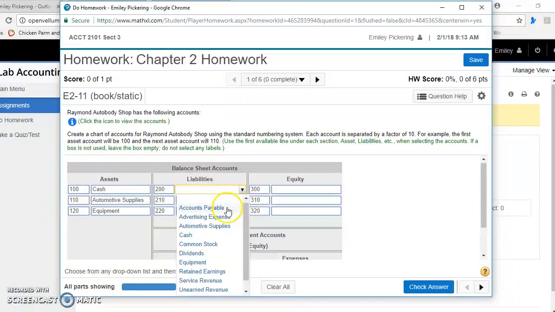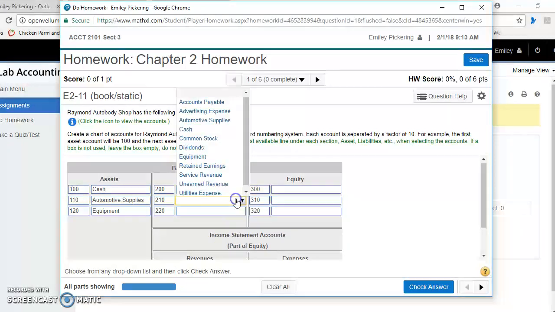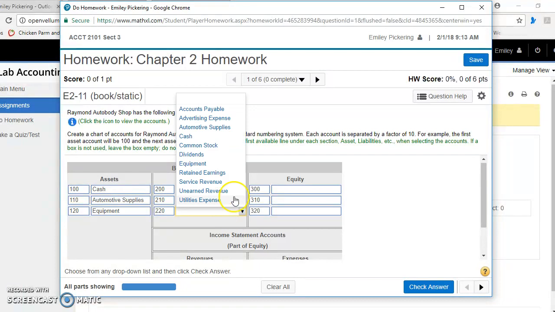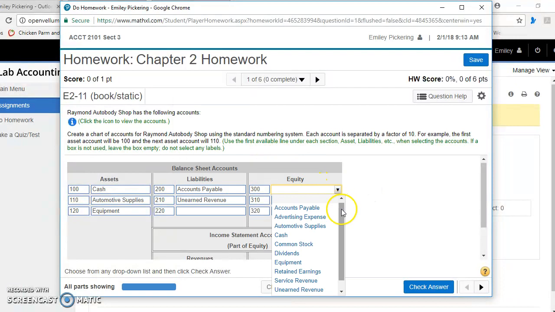So let's go ahead and do your liabilities, the ones that you owe. So accounts payable is probably the first one you're going to pay. Let's see what else we have. So unearned revenue is cash that is given to you and you have not yet done the work for it. So if they canceled or you canceled, you'd have to give that money back because you haven't earned it yet. So that's why it's a liability. Let's see if we have any others. Doesn't look like it. So now let's do our equity.